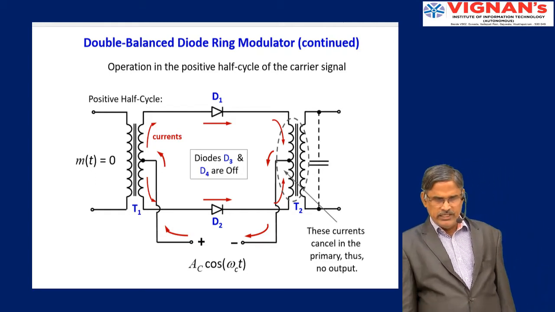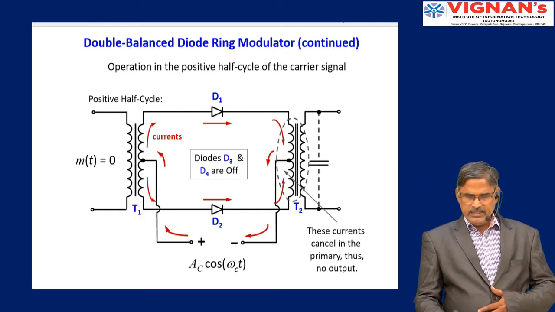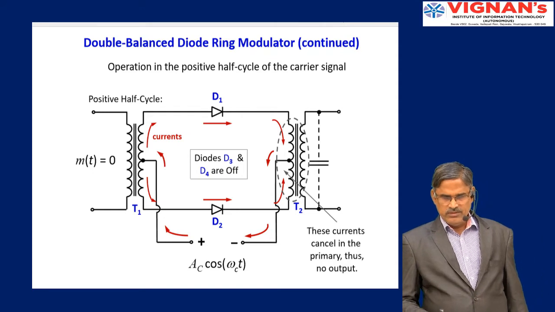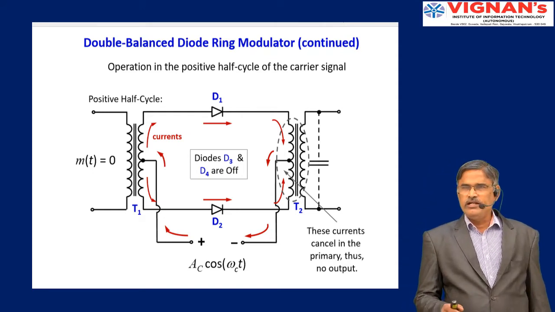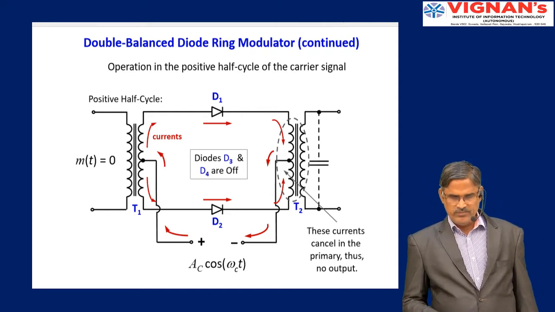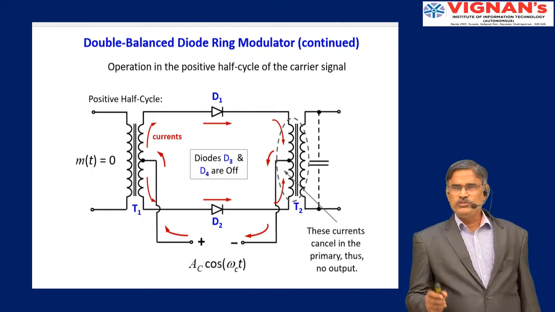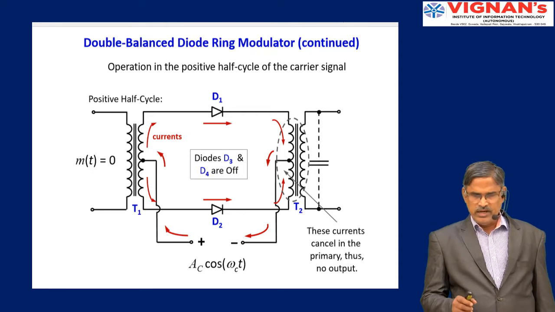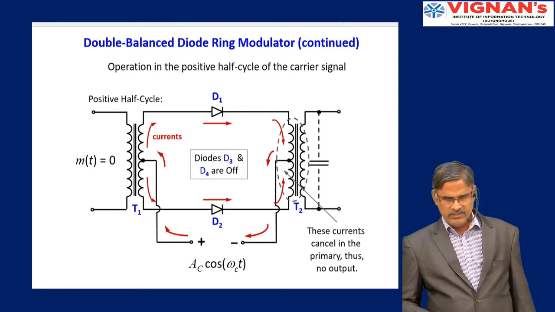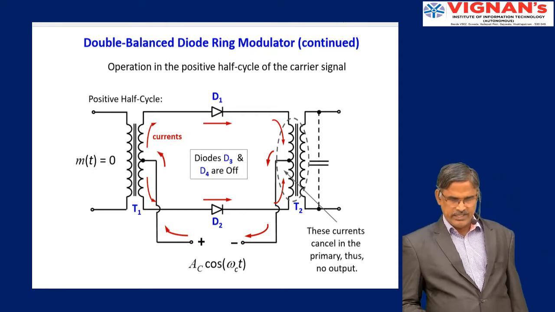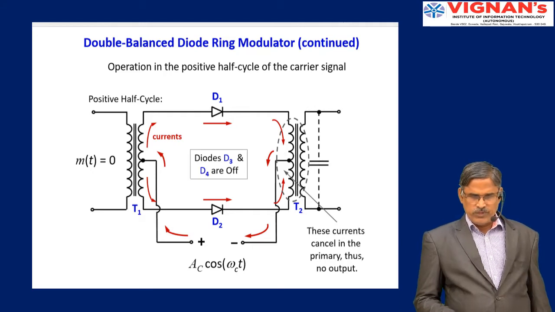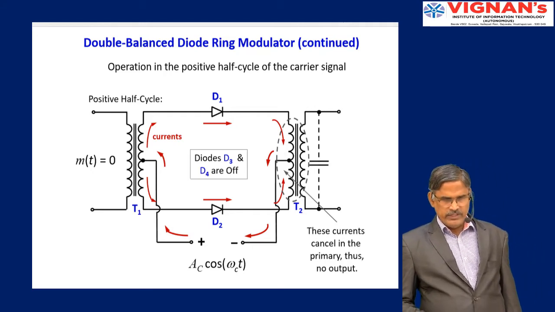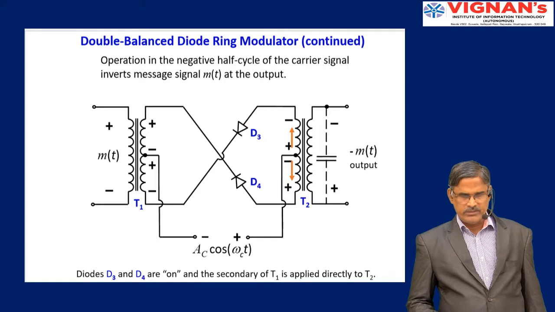So here, in the second output transformer, at the primary, the current is flowing in both directions. So they induce magnetic flux of opposite direction and they collapse, and they are not going to induce any current. So the carrier is suppressed here. This is for the positive half cycle. And when the negative half cycle takes place, what happens?